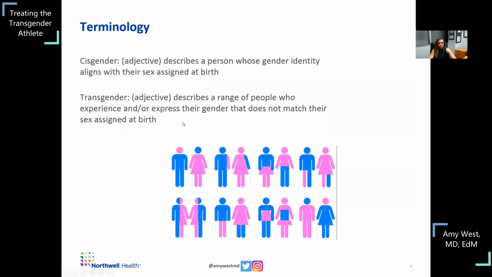Another term to be familiar with is the idea of cisgender and transgender. Both of these are adjectives. These are not nouns. Cisgender describes a person whose gender identity aligns with their sex assigned at birth. So born as a female, identifies as a female, and presents as a female. Transgender describes a range of people who experience or express their gender in a way that does not match their sex assigned at birth. And that's the subject of this talk today.